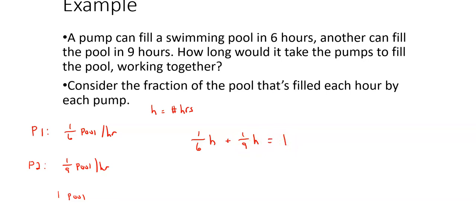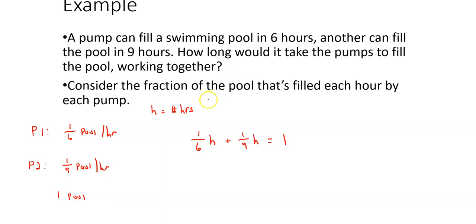If the first pump was the only pump, h would be 6. If the second pump was the only pump, h would be 9. Right? 9 over 9 is 1, 6 over 6 is 1, but it's not. They're working together. Oh, how beautiful. So look at my denominators. I got a 6 and a 9. I could do a denominator of 54, but I bet you the least common multiple is 18.